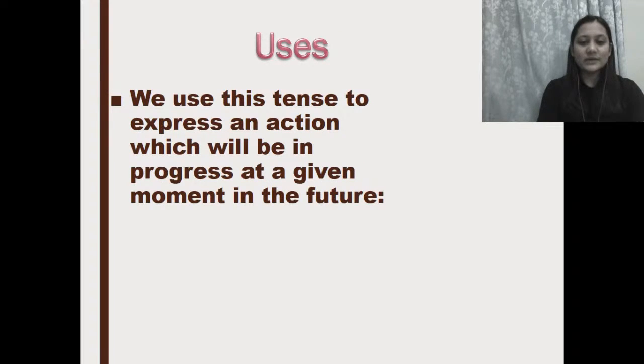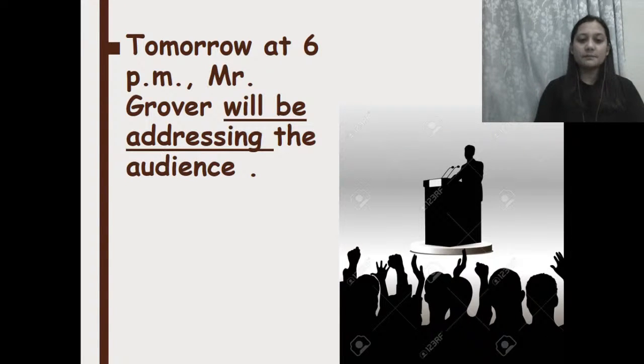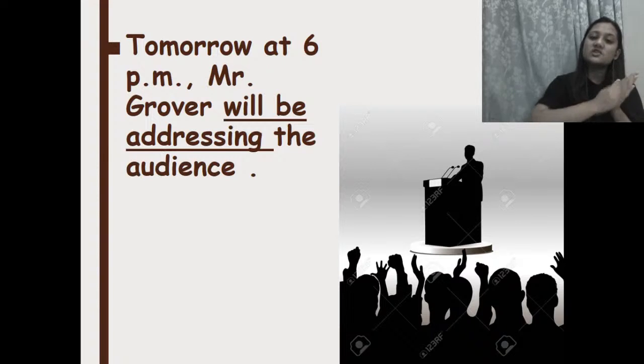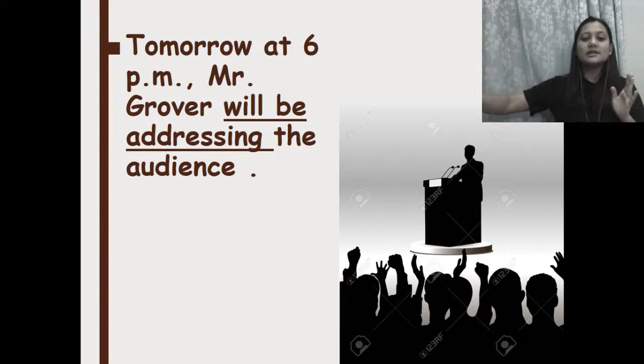We use this tense to express an action which will be in progress at a given moment in the future. So कोई activity है वो already मतलब it's there और वो कुछ time तक future में होने वाली है at a particular moment. Alright? Tomorrow at 6 p.m. Mr. Grover will be addressing the audience. Right? It says tomorrow. Tomorrow is about future. At 6 p.m. Mr. Grover will be addressing the audience. So उस वाले 6 बजे से Mr. Grover will going to address the audience, right?